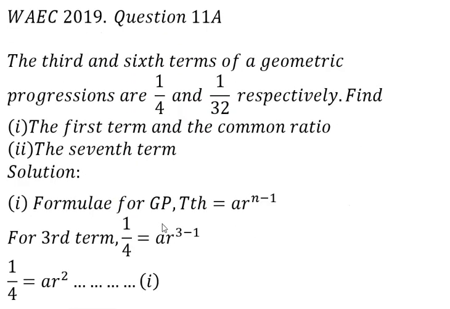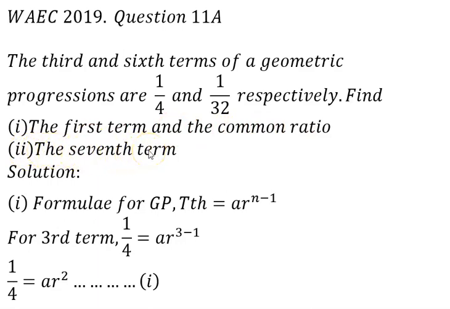Let's dive straight to the next question. The next question is WAEC question, year 2019, question 11A. Let's see. The third and sixth terms of a geometric progression are 1 over 4 and 1 over 32 respectively. So by implication, the third term of a GP is 1 over 4 and the sixth term of that GP is 1 over 32. The question now says we should find the first term and the common ratio. The second one says we should find the seventh term.